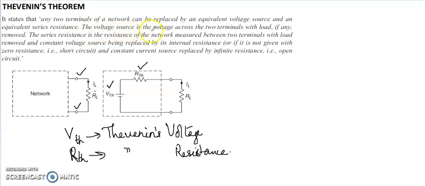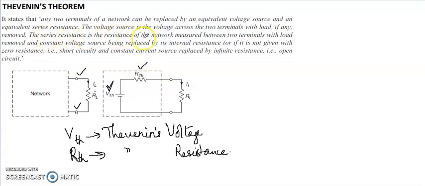The voltage source is the voltage across the two terminals with load, if any, removed. That is, VTH, the Thevenin's voltage, is the voltage across the two terminals with the load resistance removed. This is the load resistance, and after removing it, we find the voltage across this network, and that is the Thevenin's voltage.